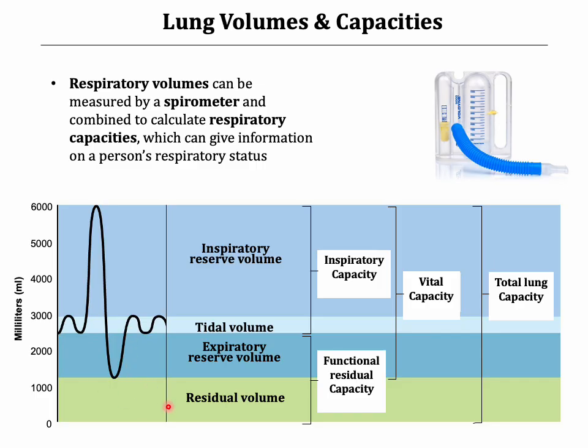And then in green, residual volume just represents air that will always be in your lungs. We cannot exhale all of the air. There's always going to be some that remains. And then from that, we can calculate capacities. So if you obtain these three volumes from an individual, you can get a lot of information from that. We can calculate a functional residual capacity, inspiratory capacity, vital capacity, or a total lung capacity.